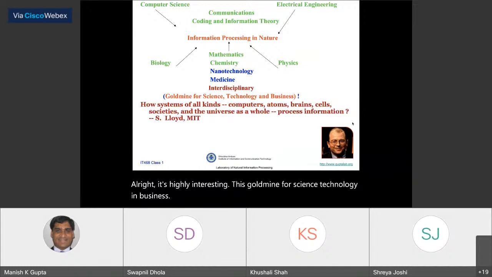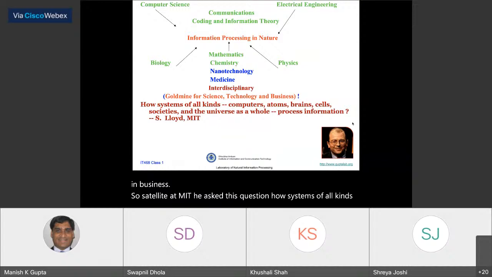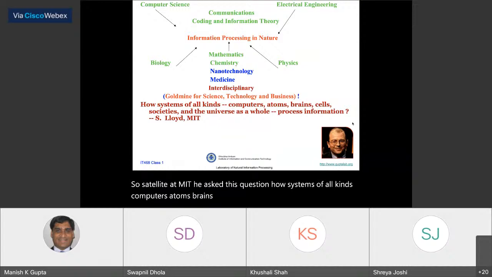Seth Lloyd at MIT asked this question: how do systems of all kinds, computers, atoms, brains, cells, societies, and the universe as a whole, process information? This is a very fundamental question. If we understand how everything is processing information, what are the principles? You may use machine learning techniques to find these principles, but it may be more mathematical, so that you can really find a principle of how things are working, right? And in fact, in nature, pretty interesting things are happening. For example, there is Benford's law.